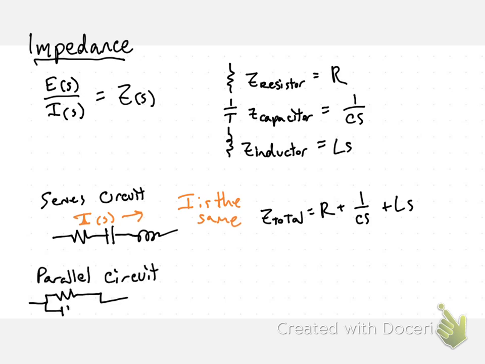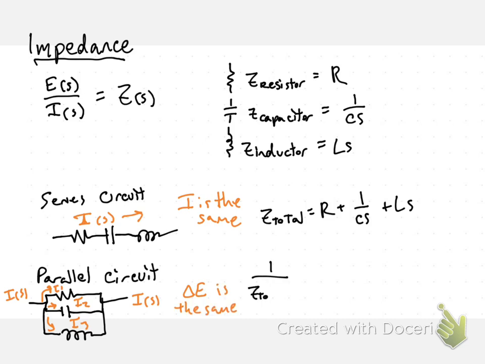Now, if we have a parallel circuit, then the current's going to split. Because of our node, we know that the current's going to split, but the voltage drop will be the same across those nodes. So now we will treat the impedances as if they were resistors in parallel. So 1 over our total impedance is going to be equal to the sum of 1 over each impedance individually.